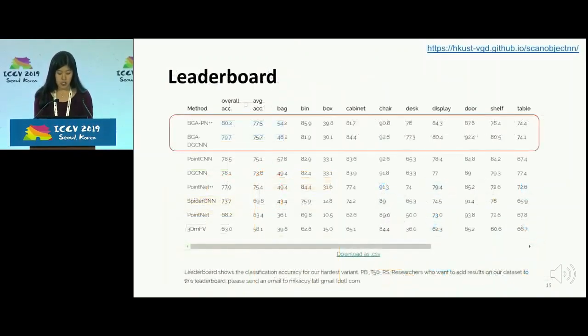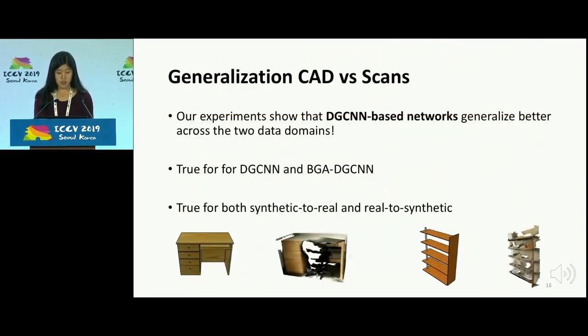Results show that our BGA models achieve the best results on our scan dataset, and we have an online leaderboard, so please check that out. From our experiments, we also observed that DGCNN-based networks generalize better across the 2 data domains. That is, it has the highest performance when trained on synthetic data and tested on real, and vice versa.